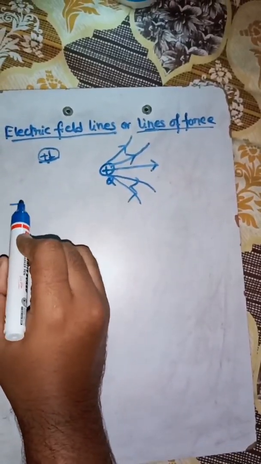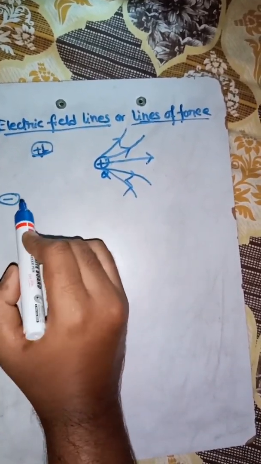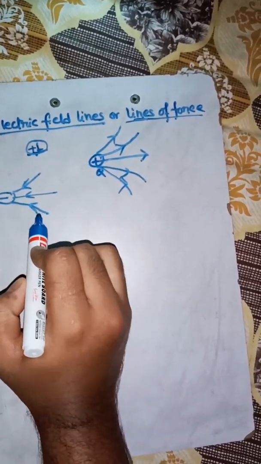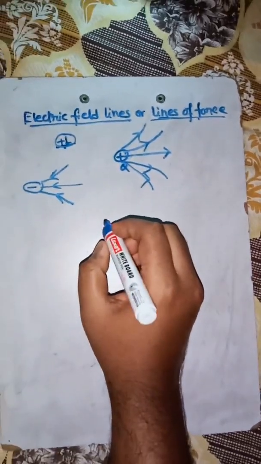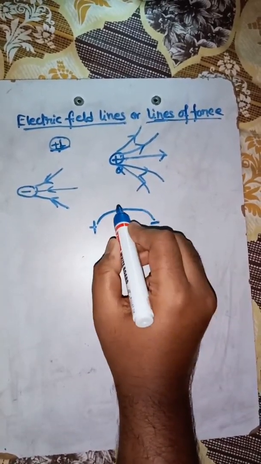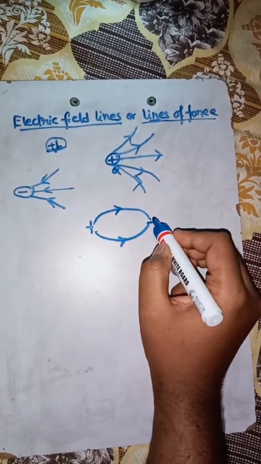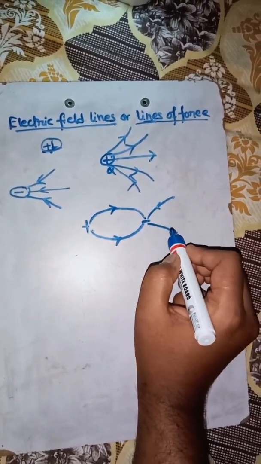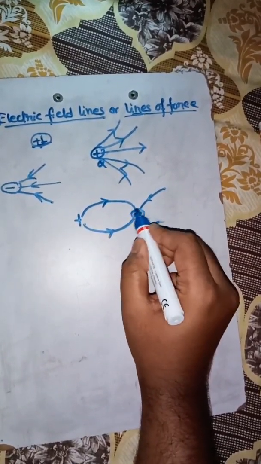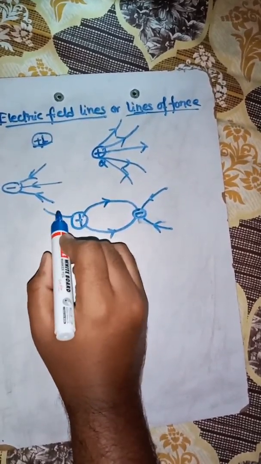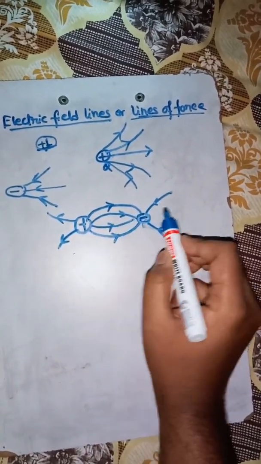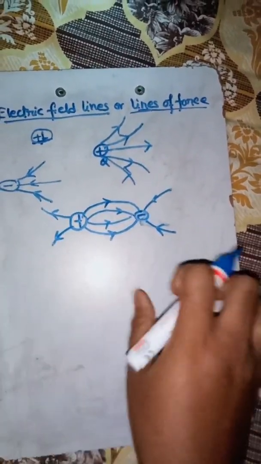So electric field lines or lines of force are directed away from positive charge. Similarly, if it is a negative charge, as this is positive, it will attract. So electric lines of force due to negative charge will be towards the negative charge. Now if both the charges are here, one positive and one negative, what will happen? It will form a closed loop like this. This is negative, this is positive, outward from positive and towards negative. So this is electric lines of force.